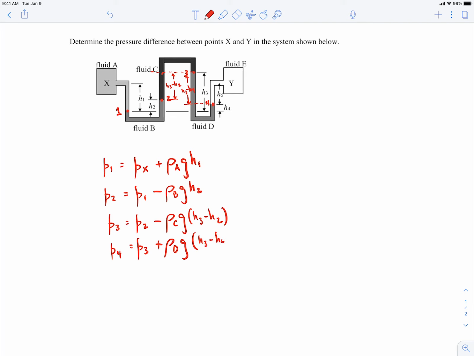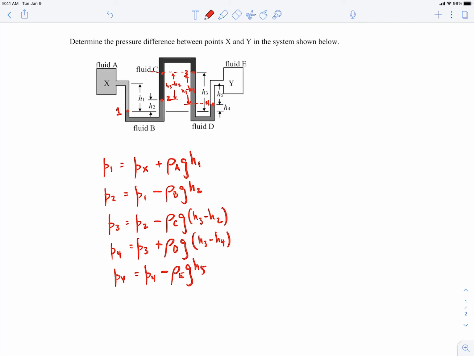And then the last one, to get the pressure at Y, I'm going to start with the pressure at 4 right here, and now I'm moving upward a distance of h5 in fluid E to get to point Y. So I'm subtracting out the weight because I'm moving upward. Density of E, that's because I'm moving in fluid E, times g times h5.